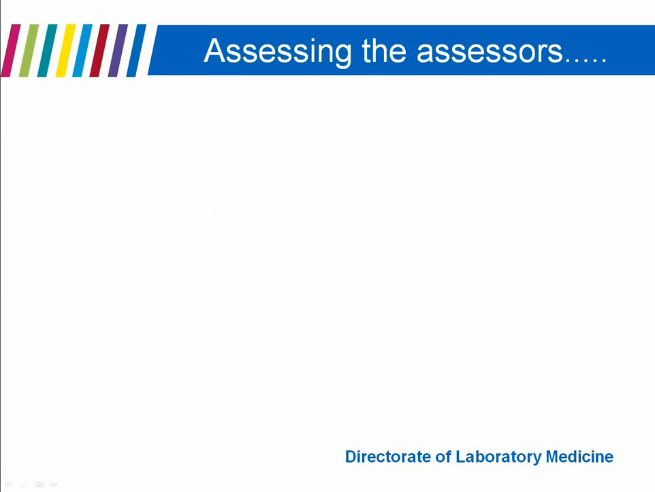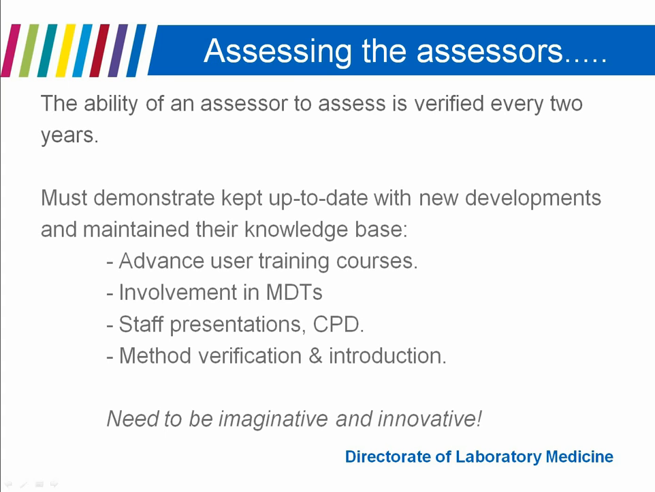Assessing the assessors. So this has been obviously a topic that CPA have focused on before. How do we assess the assessor? And we verify our assessor's ability to competence assess every 2 years. And the individual must demonstrate that they've kept up to date with new developments and maintain their knowledge base. And they may do that in a number of ways. It's actually quite difficult to do, and certainly difficult to do on a reoccurring basis. So every 2 years, the assessor goes through this process of completing the pro forma that you'll see on the next screen.